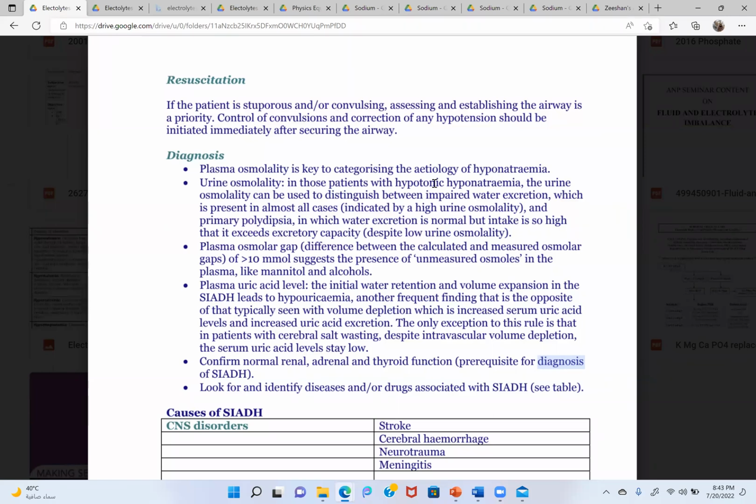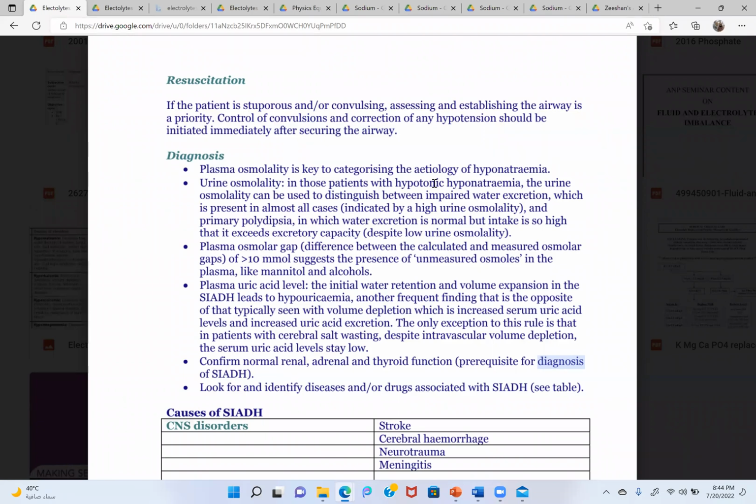Okay, so among the laboratory investigations for all these, one of them is plasma osmolality, urine osmolality, and urinary sodium levels. Okay, so this will be telling you a lot of information. So plasma osmolality is key to categorizing the etiology of hyponatremia. Okay, the urine osmolality, because what will happen is that if urine osmolality is more, it means more of the water is being absorbed, and the concentration is becoming more.